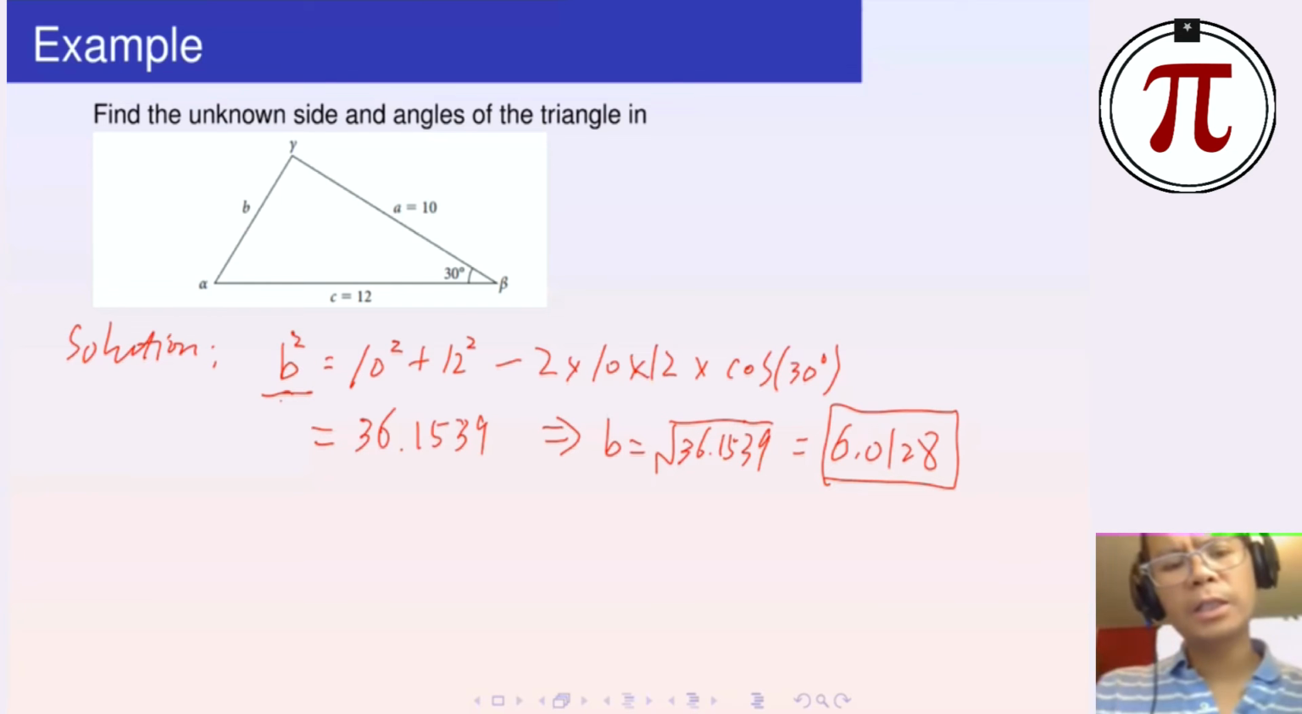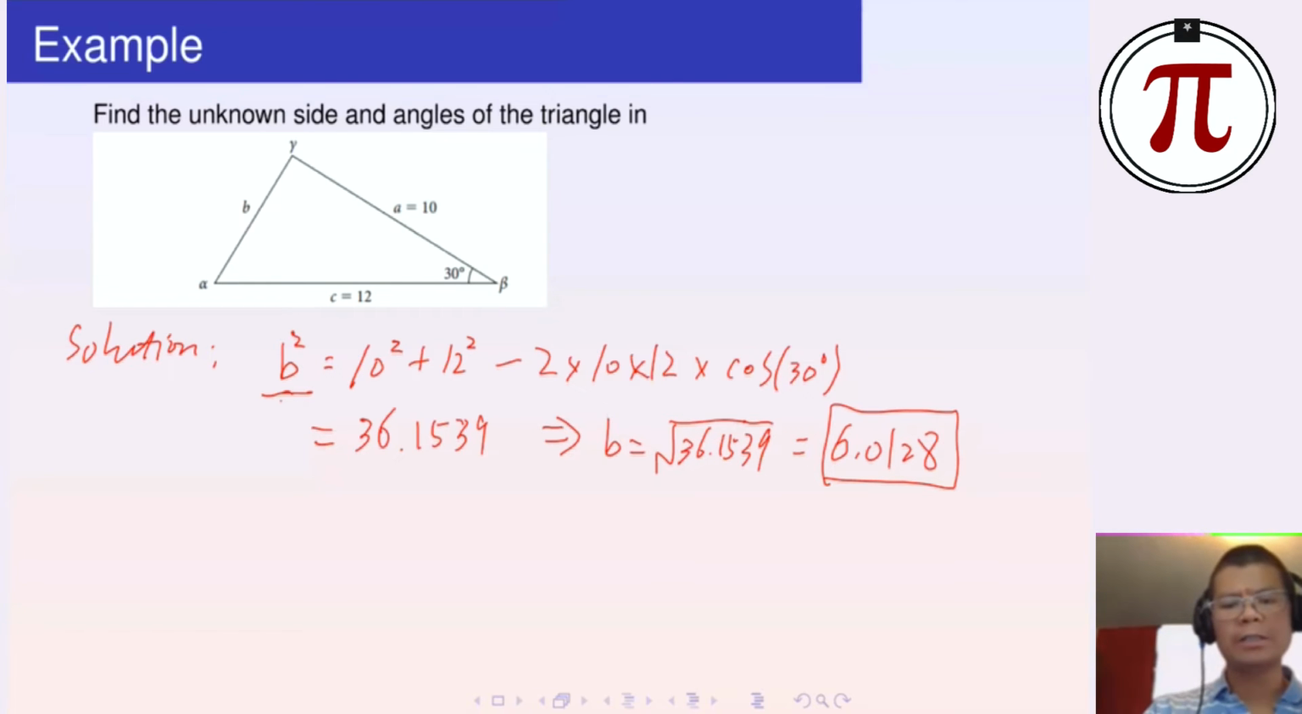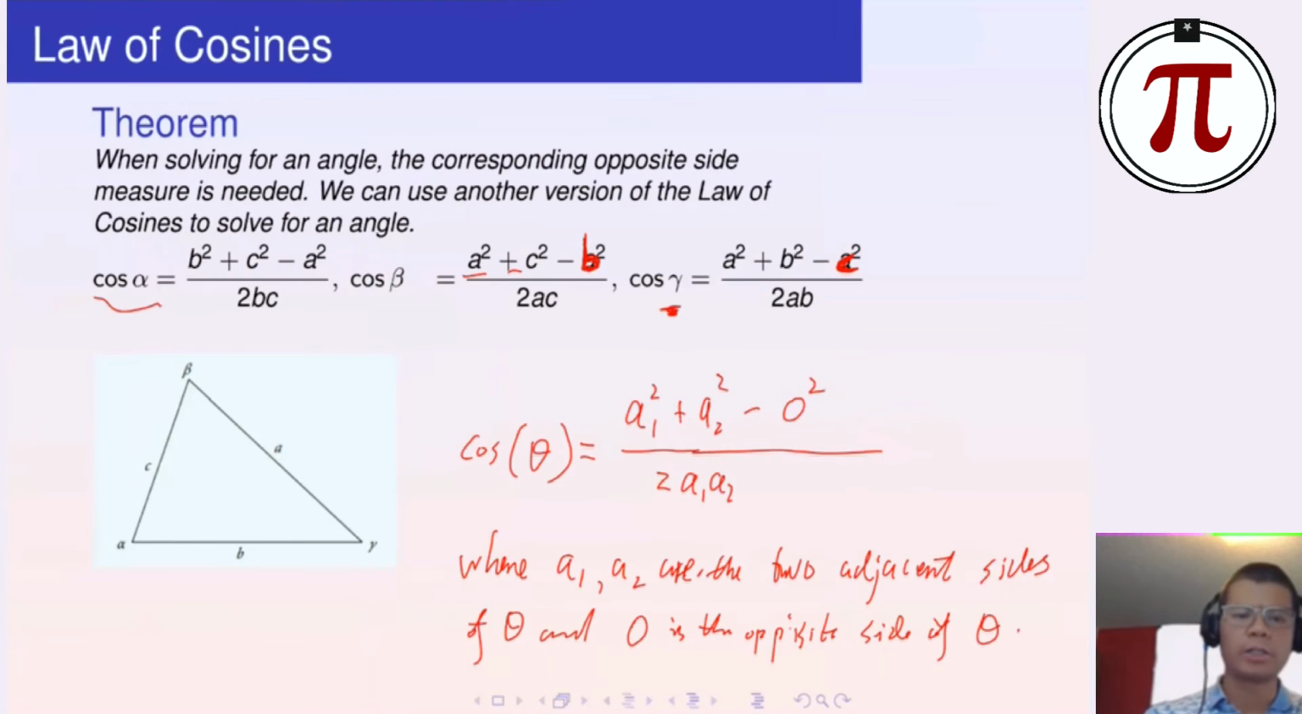Now b is known, 6.0128. We also want to find the two missing angles, alpha and gamma. How can we find alpha and gamma? We use the second equation, using the alternative version of the law of cosines.